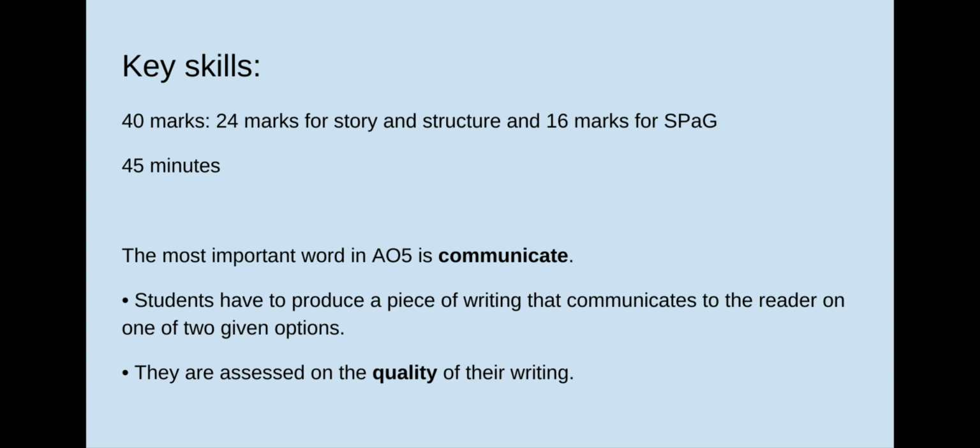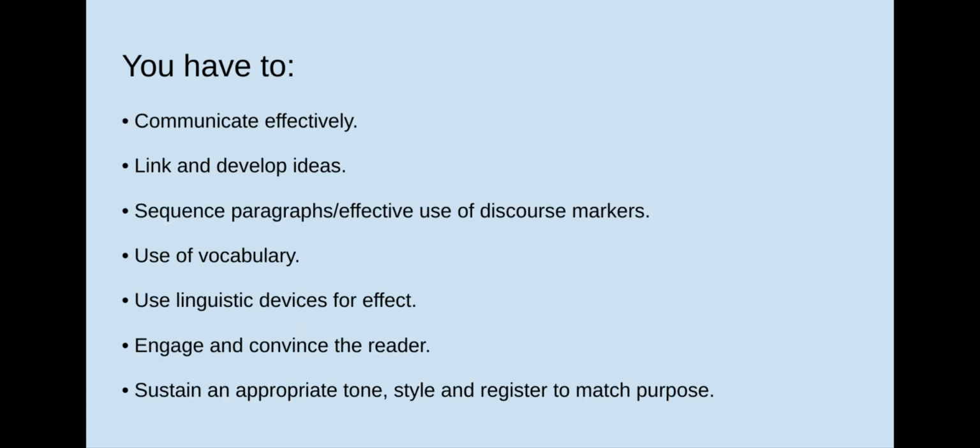The most important word in the assessment objectives is communicate. Clear communication between you and the story that you're writing, for the examiner to read. A communication of ideas as well as structural and language features and the characters themselves. Students have to produce a piece of writing that communicates to the reader on one of two options. You will have a narrative question or a picture, but it's always the quality of your writing that counts.